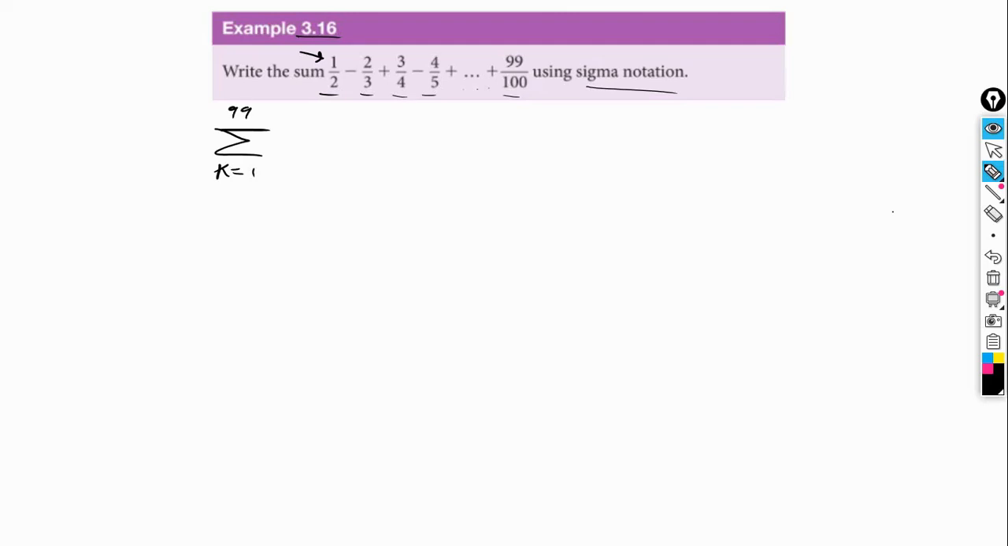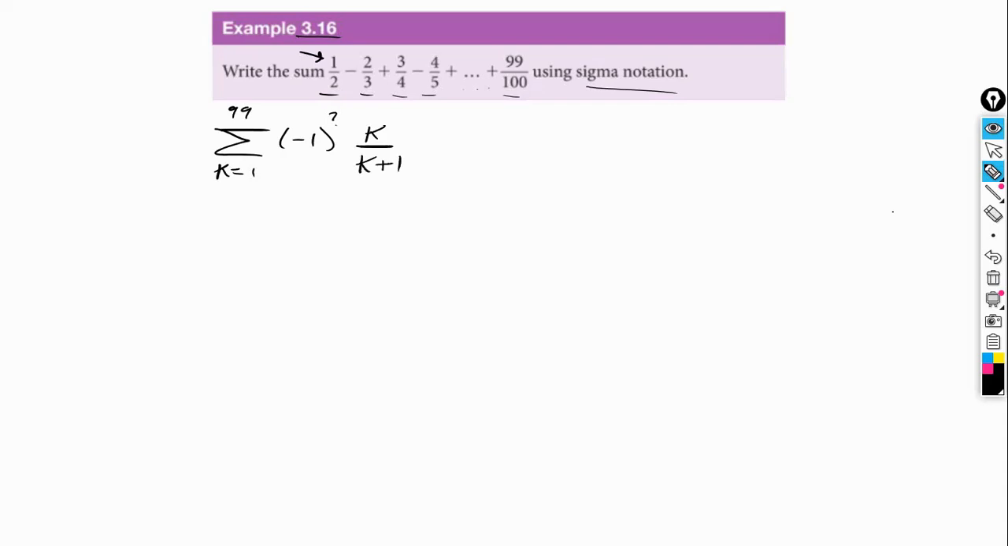Now, there's another aspect of this sum, and it's the fact that it's alternating signs. Notice that 1/2 is positive, then we have negative 2/3, then positive 3/4, then negative 4/5. So that means that there has to be a negative 1 multiplying the series with an exponent that we're going to decide on in a minute. Now, what would the expression be that generates 1/2, 2/3, 3/4, 4/5, etc.? Well, that could be something like k over k plus 1.